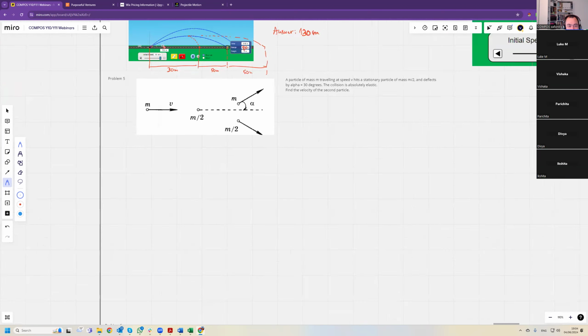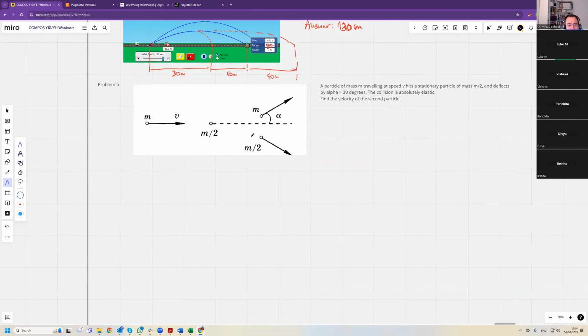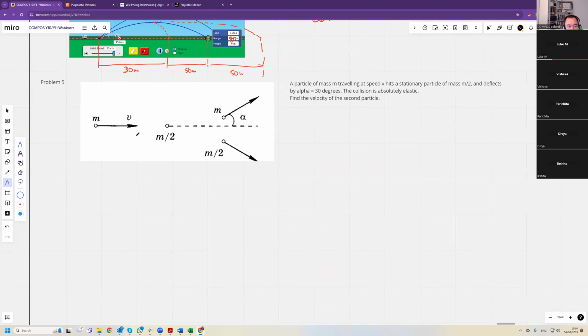Okay, so finally we get to the tough questions. A particle of mass m traveling at speed v hits a stationary particle of mass m over 2 and deflects by 30 degrees. The collision is absolutely elastic. That means kinetic energy is conserved. Find the velocity of the second particle. So we need the velocity and we need the direction. Let's call it beta.